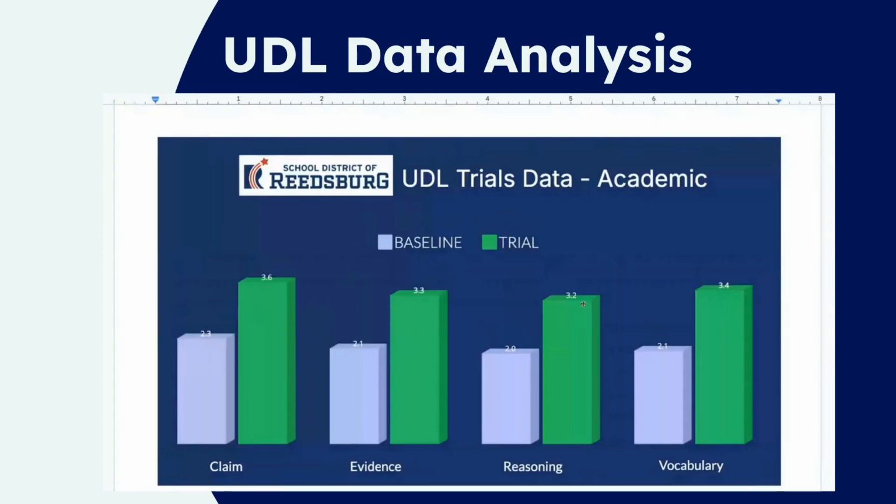Moving on to the academic data, we landed on 4 different areas. We did claim, evidence, and reasoning, and then we also had a rubric on vocabulary. And you can see we had some nice gains in all of those areas as well.